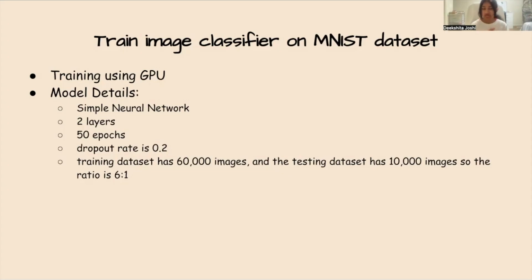The model got trained on 50 epochs. The epoch, like I said in the previous video, is the unit of getting the AI trained. So the more epochs you train it on, the more accurate your model will be. I trained it on 50, and the dropout rate is 0.2. I'll get to what a dropout rate and a learning rate are on the next slide. As I mentioned earlier, the training dataset has 60,000 images and the testing dataset has 10,000 images, so the ratio is 6 to 1.